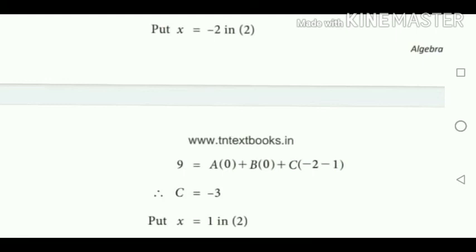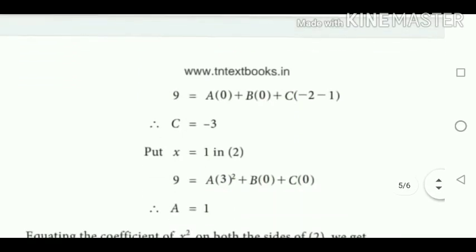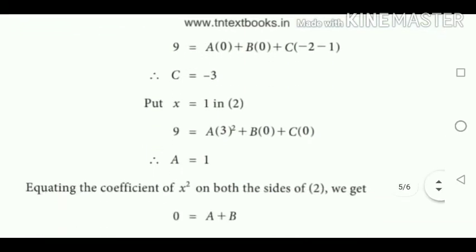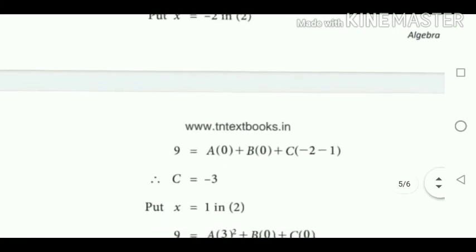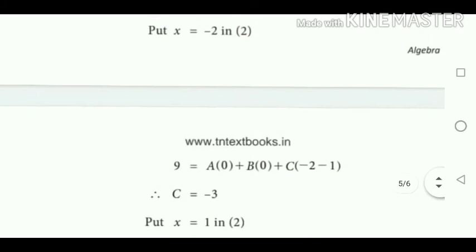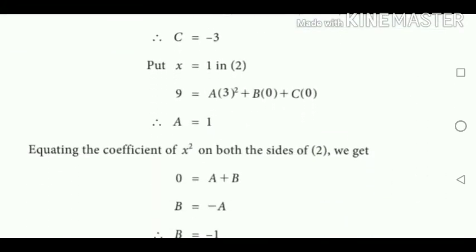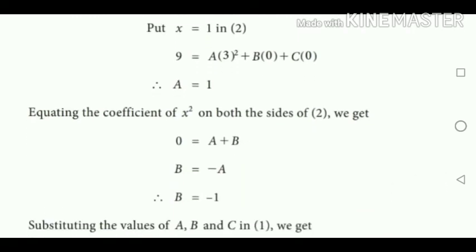equal to minus 3. After that go to the equation, x minus 1 is there, therefore put value of x equal to 1. So x equal to 1 means we are getting 9 equal to 9A, that is B and C value becomes 0, A equal to 1. Now in this question there is no x term as well as there is no square term, so it is easy to equate the square term. So equating the x square term on both the sides, we are getting A plus B equal to 0. Therefore B equal to minus A. A equal to 1 means B equal to minus 1.